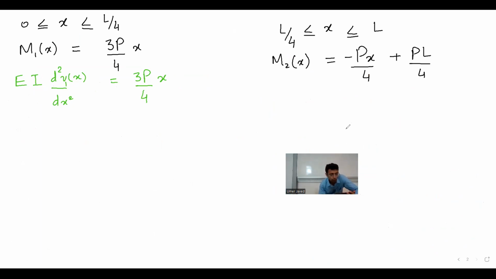Anyways, similarly, you can continue, students who agree with me. EI d square V, again, you can add 2 if you want. If you don't want to put a 2, that's your call. Function of x is equal to M2(x). And what is M2(x)? M2(x) is minus Px by 4 plus PL by 4.